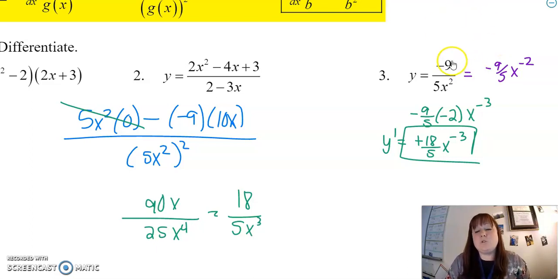So whenever you see a quotient, don't automatically just do the quotient rule. We only need to do the quotient rule if both of them are functions, meaning both of them have x's in it. If you see something where it's a constant on the top and a function on the bottom, we could just do what we used to do and move them up.